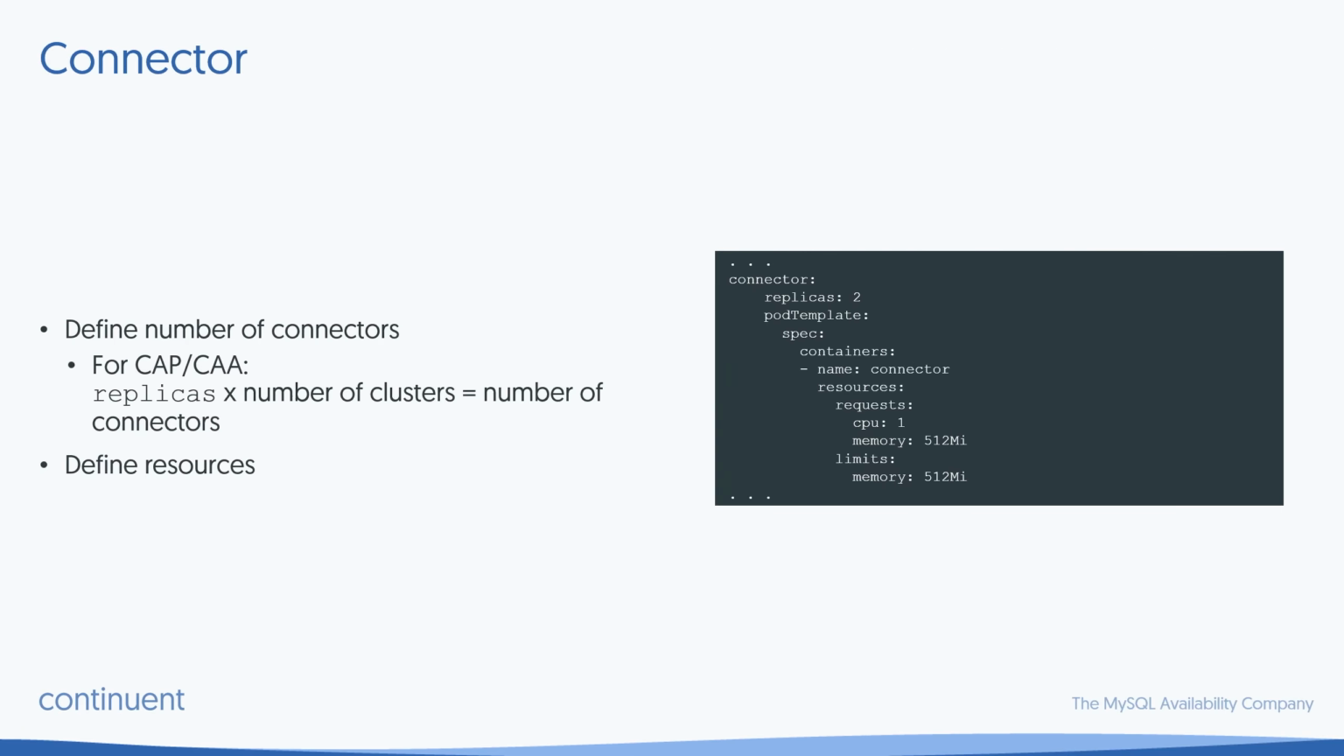Next, the connectors. You can define the number of connectors and the resource limits for those connectors, so CPU, memory, etc. The replicas entry under the connector here will determine the number of connectors per cluster. So within a single standalone cluster, you would get 2 connectors in this example. If you had defined your topology as composite active-active or composite active-passive, and you had defined 2 clusters, then the number of replicas would be 2 times the number of clusters. So in this example, if what you see on the screen was for a composite active-active cluster, you would have 2 connectors per cluster, resulting in a total of 4 connectors.